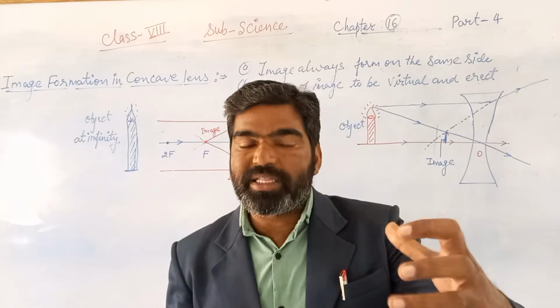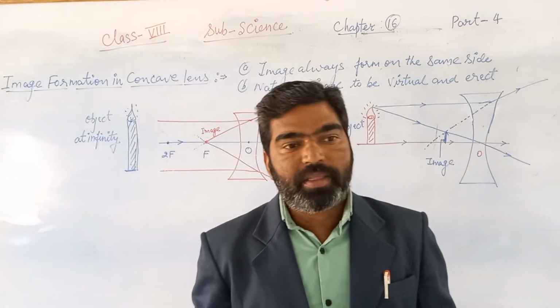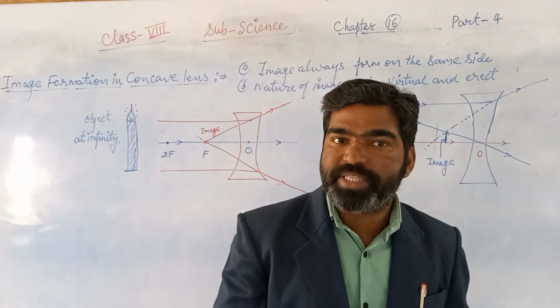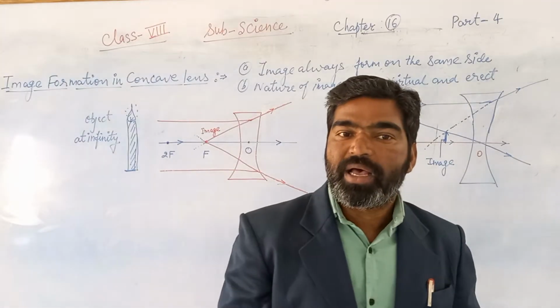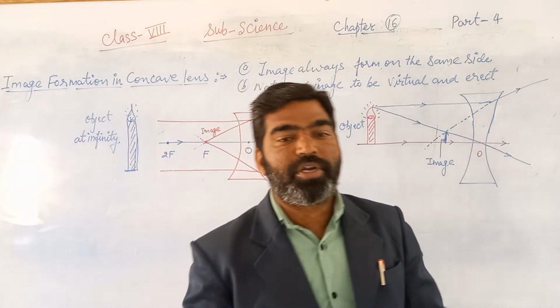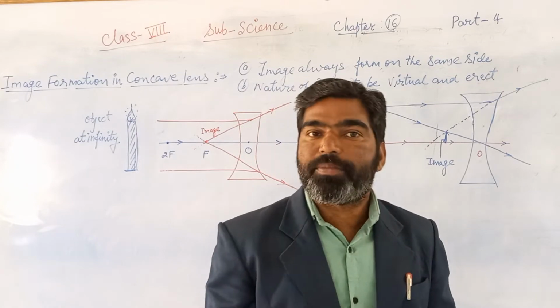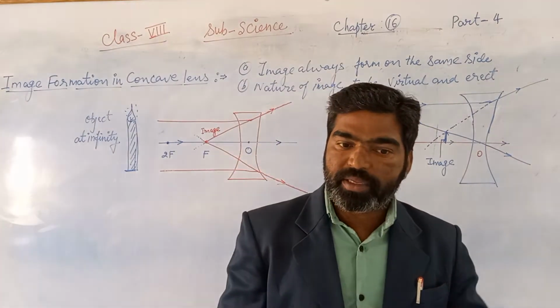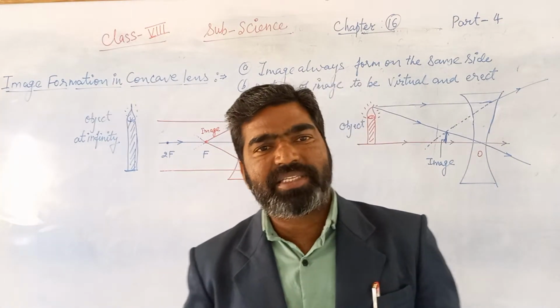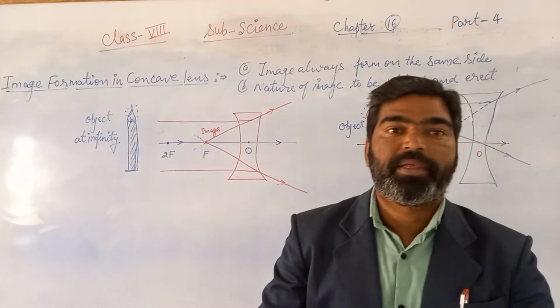We saw the six different cases in which we kept the object, how the image is formed, what the nature of the image is, whether it is enlarged or diminished, and whether it is real or virtual, erect or inverted. So we discussed that already in the last class.